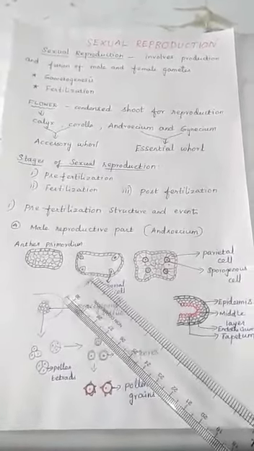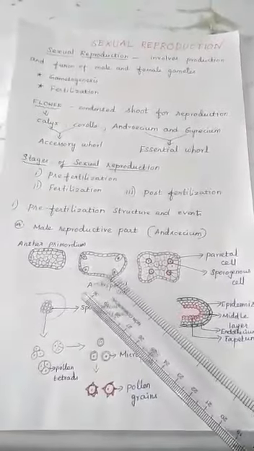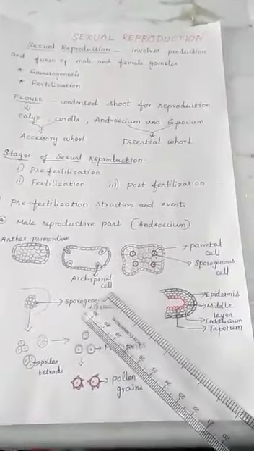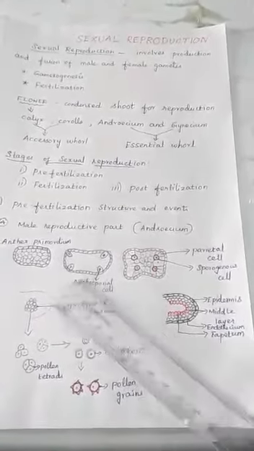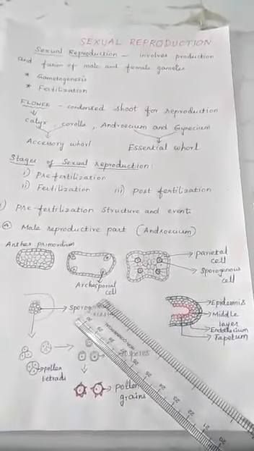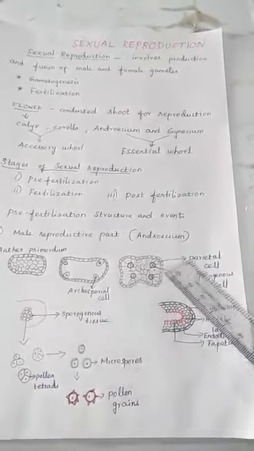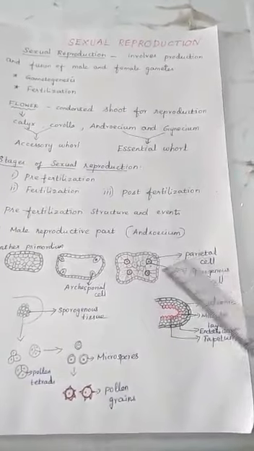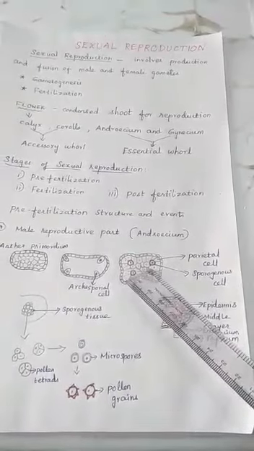Then here some cells will be specialized with the nucleus, that is called archesporial cell. This archesporial cell undergoes division and it will result in two cells. This is the parietal cell, this is the sporogenous cell.